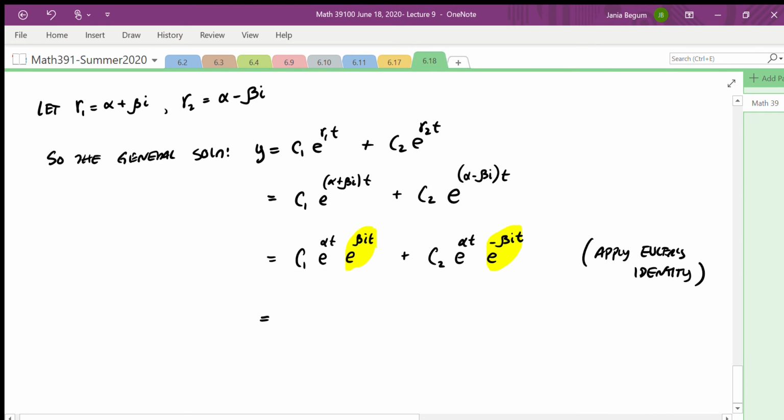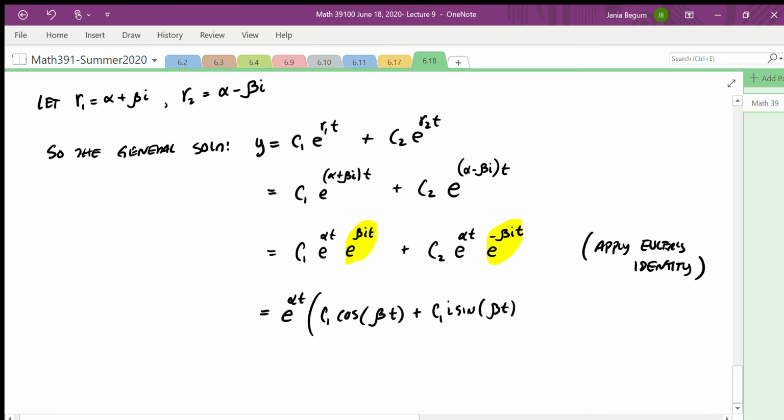And now I'm also going to factor out e to the alpha t, because that's common from both terms, okay? So I'm going to factor out e to the alpha t and rewrite the inside using Euler's identity. So for the first term, we have c1 e to the beta i t, that's going to be cosine of beta t plus, plus c1, right, i sine of beta t. So that's for the first term only.